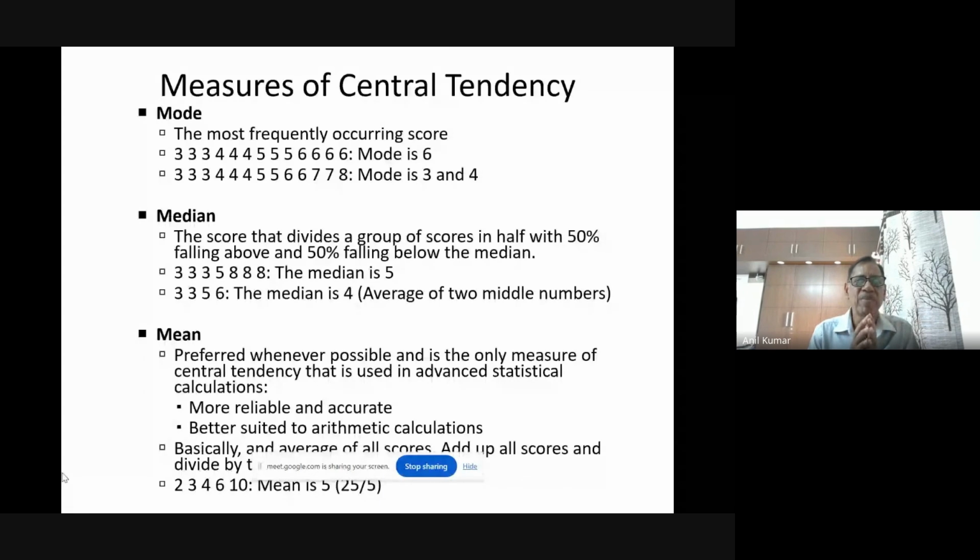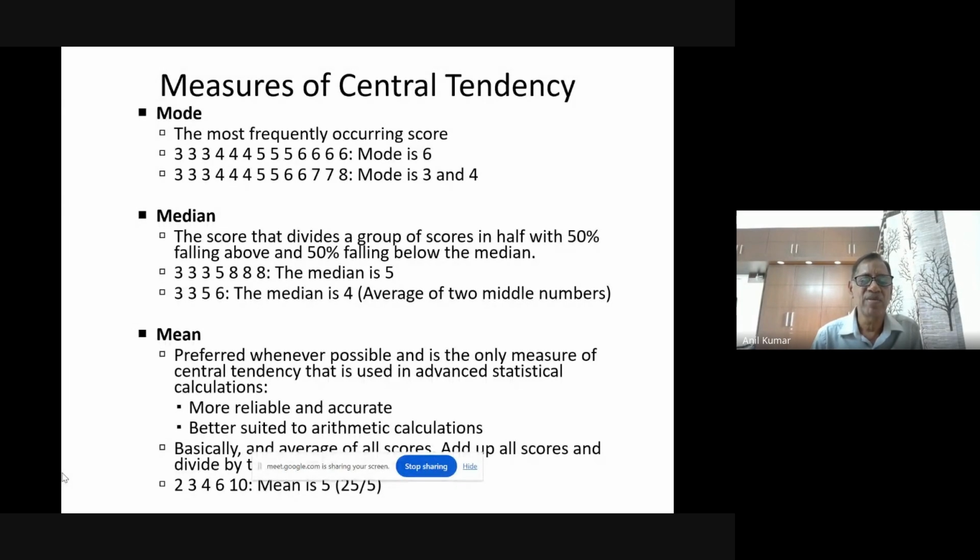Mode talks about the frequently occurring score, median divides the group into half and half, left half and right half, and mean is reliable, accurate, better suited for arithmetic calculation. And that is the reason that mean is used in inferential statistics also, because it is the most stable measure of central tendency as compared to median and mode.